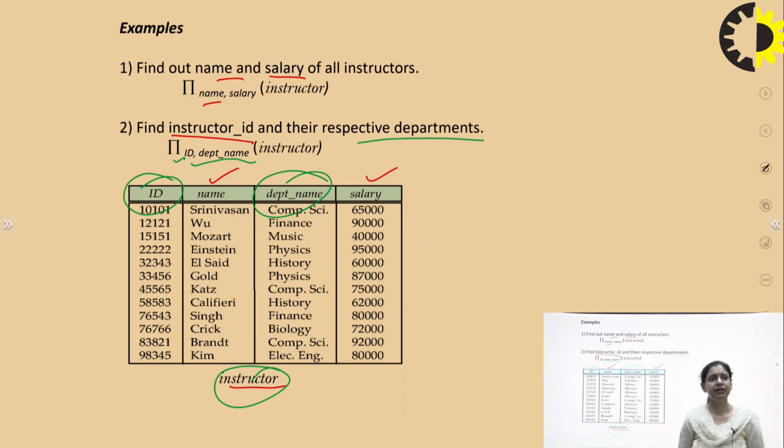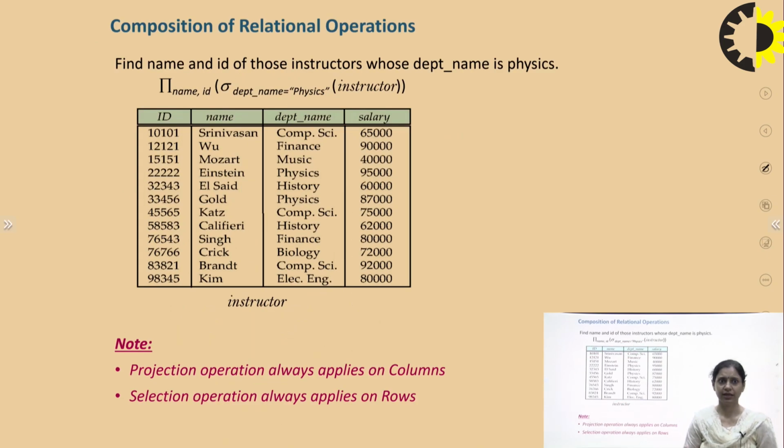It could be a possibility in normal scenarios that we need some conditions to be posed on some of the attributes. In that case, we'll use a mixture of the select and the project operation. The select operation will identify the records that satisfy a particular condition. The project operation will identify the columns. So let's take an example. The example says we need to find the name and ID of those instructors whose department name is physics.